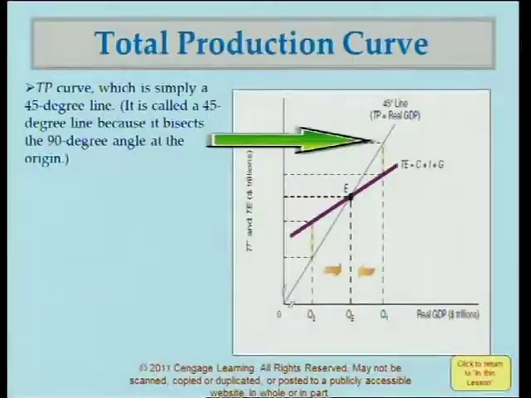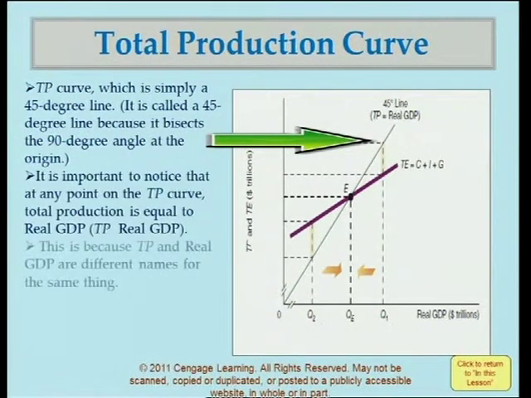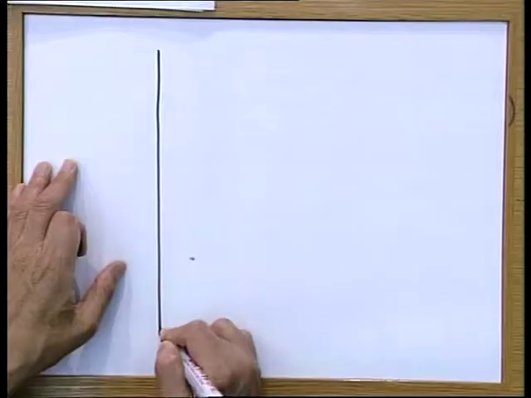Okay, so now we know where the TE curve is coming from. It doesn't fall from the sky. It is derived from the C curve, the I curve, and the G curve, which are added together, basically, and we get the TE curve. Okay, right. Now we can look at the whole Keynesian model in the TE-TP framework. Now you have to be able to draw this diagram. Okay. Now it's a very simple diagram.